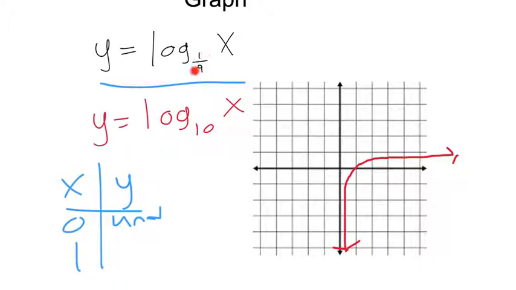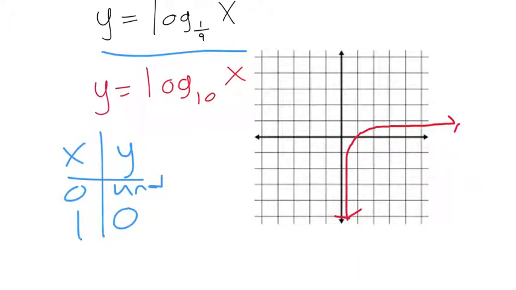So if you try plugging in a 1, a logarithm again asks you what power do you need to raise 1/9 to make it be 1. In this case, it's 0. 1/9 to the 0 power is 1, because anything to the 0 power is 1.